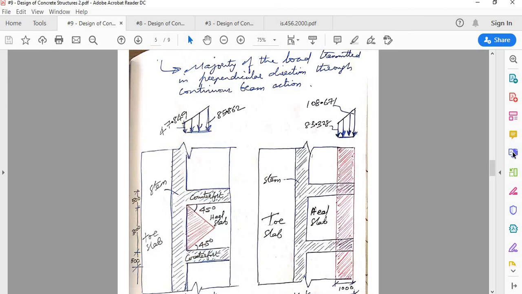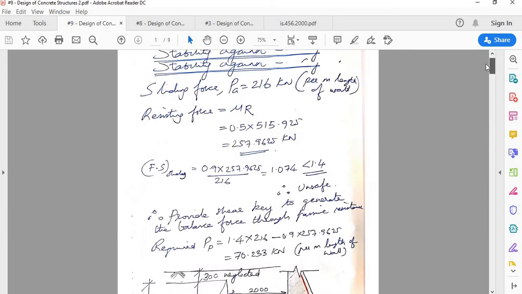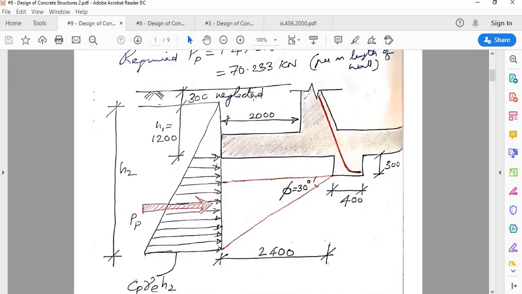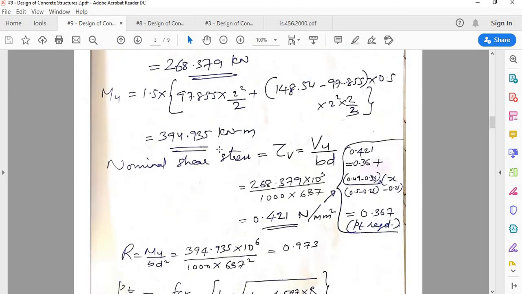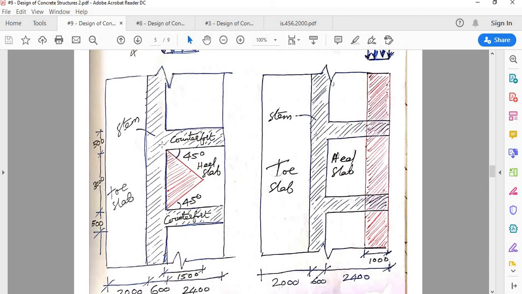Okay, so with this I will conclude this particular lecture. Just a recap: we did first the stability check, for which we required a shear key. Then we designed a toe slab which is exactly same as that of cantilever retaining wall. For heel slab, this is where you have to pay attention. We used a simplified approach.